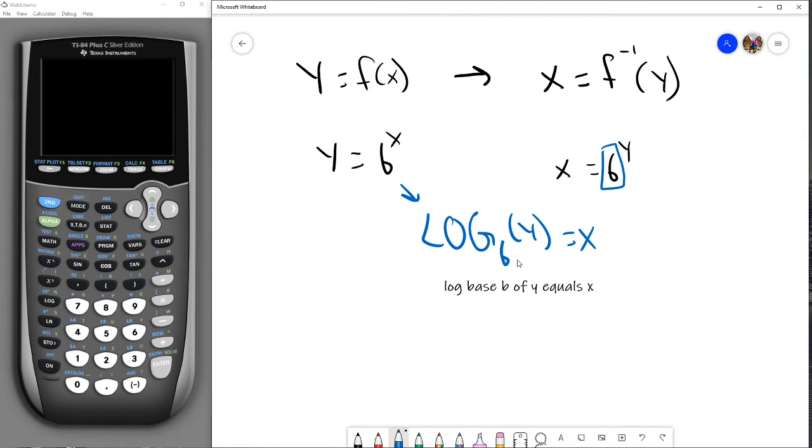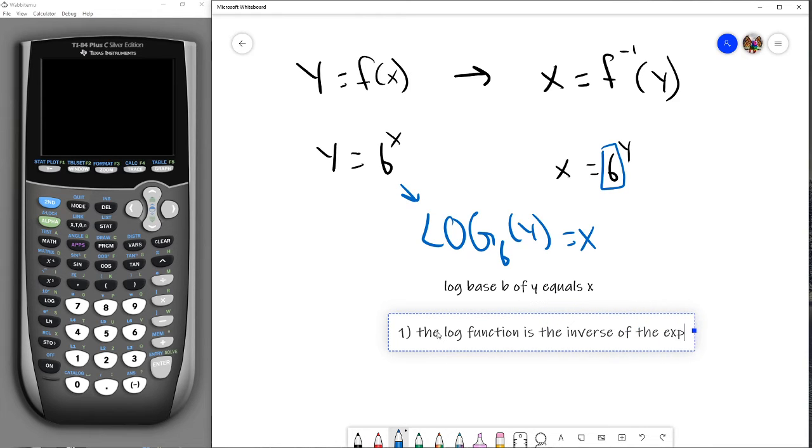So the logarithm, our first key point is that it is the inverse of an exponential. So let's go ahead and put that on here. So first main point, the log function is the inverse of the exponential function.